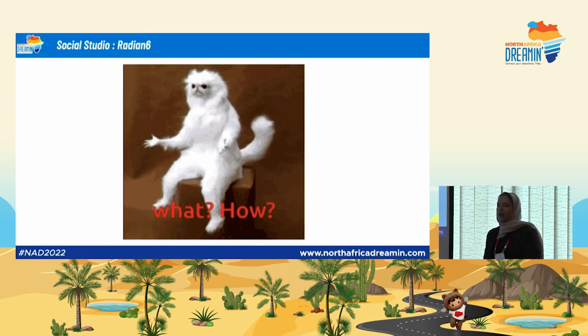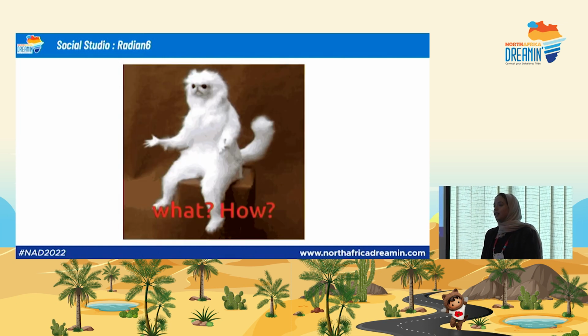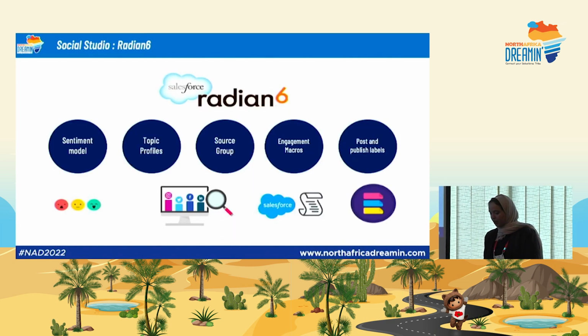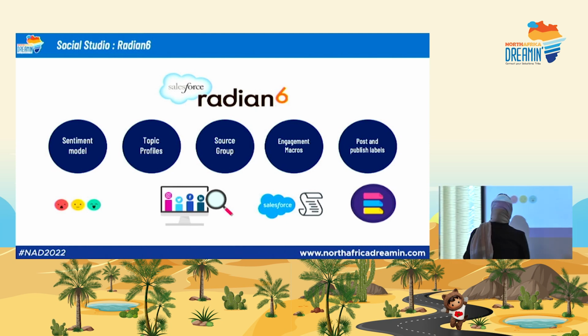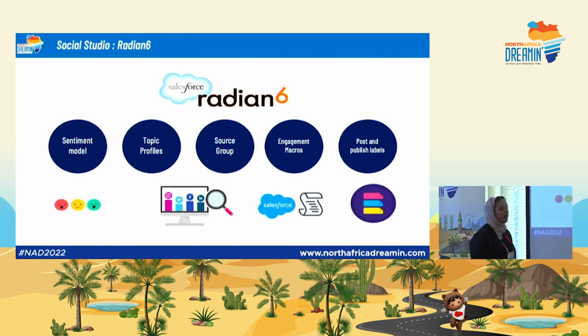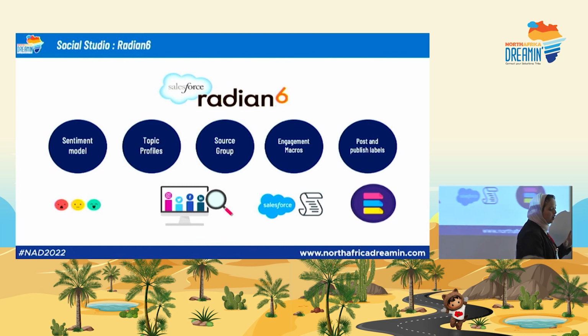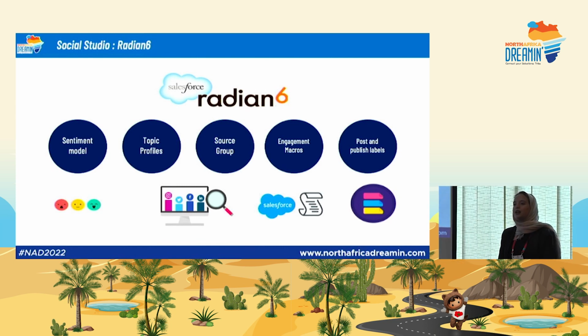But, okay, how can brands use Radian 6 for that? Radian 6 has 5 tools, or 5 modules. The first one is actually my favorite, which is the sentiment model. This one helps brands to analyze the content received from the customers by analyzing the words used, such as the emotions of the customer. And this model can categorize the feedback of the customer as either positive, negative, or neutral. That way brands can understand what customers are feeling about a certain product.